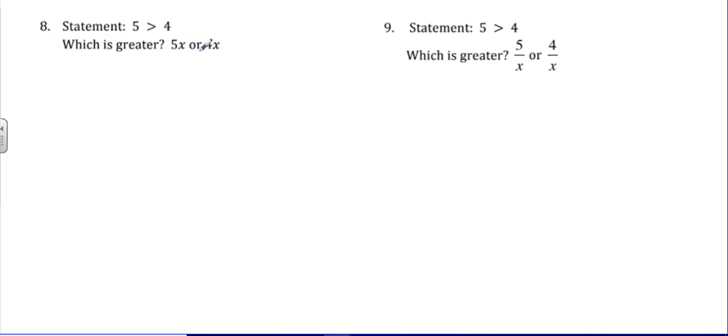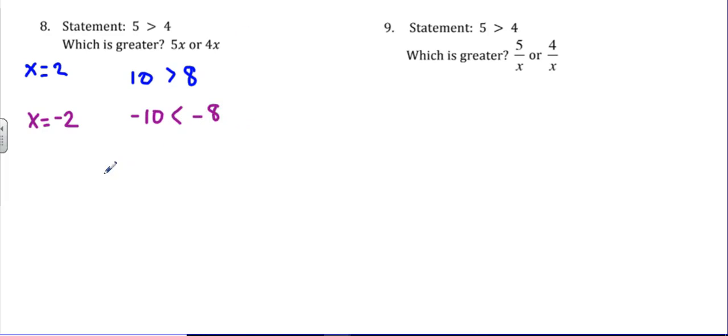Let's think about this. If x is a positive number, like 2, then I have 5 times 2 would be 10, and that is greater than 4 times 2, which is 8. However, what if x equaled a negative 2? So I have 5 times negative 2 gives me negative 10, and 4 times negative 2 gives me negative 8. Well, now negative 8 is actually the larger value.